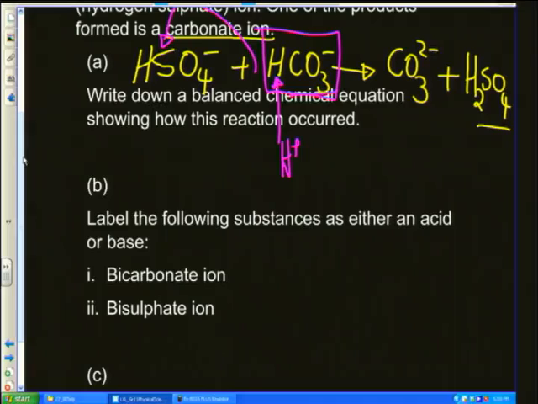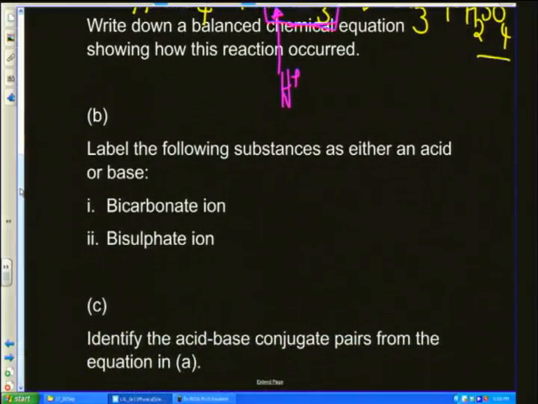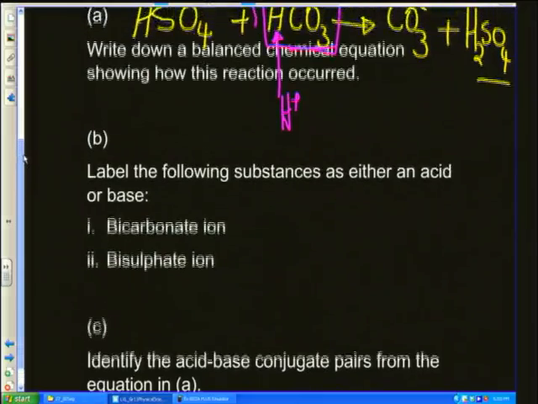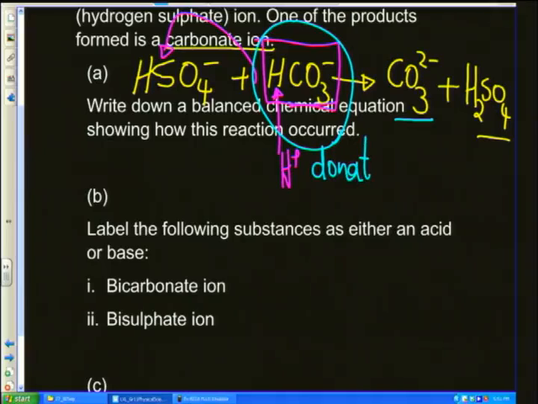The next one says, write down a balanced chemical equation. Okay, we have just done the balanced equation, that is number A. B says, label the following substances as either an acid or a base from the reaction. The bicarbonate ion. Now, where is the bicarbonate ion? The bicarbonate ion is this one. What has happened to the bicarbonate ion to end up giving us the CO3 2 minus? The bicarbonate ion has actually donated a proton. Okay, so it donated a proton to the bisulfate ion.